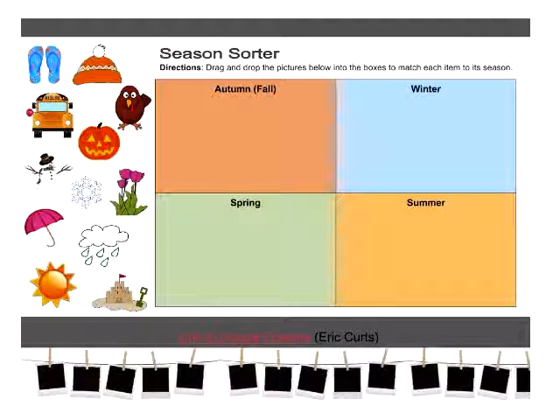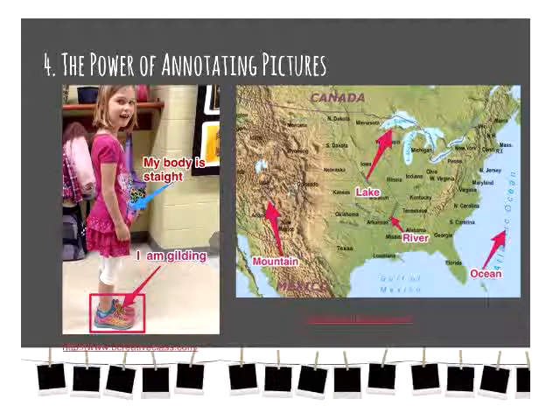This is a great idea from the kindergarten standpoint. It's actually allowing the kids to create a season sorter. So what they do is they drag the object to the particular section right here where it would fall. So if they're looking at what objects are for fall, what objects are for spring, what objects are for summer, they can do that with this interactive worksheet. And once again, it's just a Google Drawing. That's all it is.